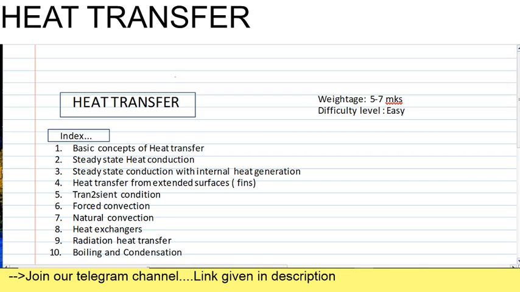Okay, because a bank generates something that is known as interest. So you can just replace this internal heat generation with interest also. You can just consider this internal heat generation as interest also.